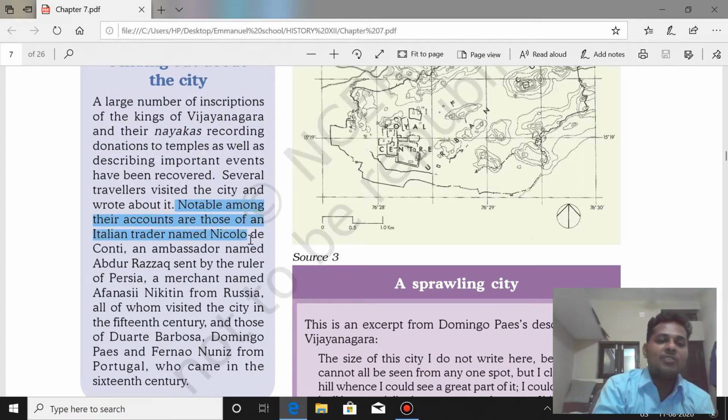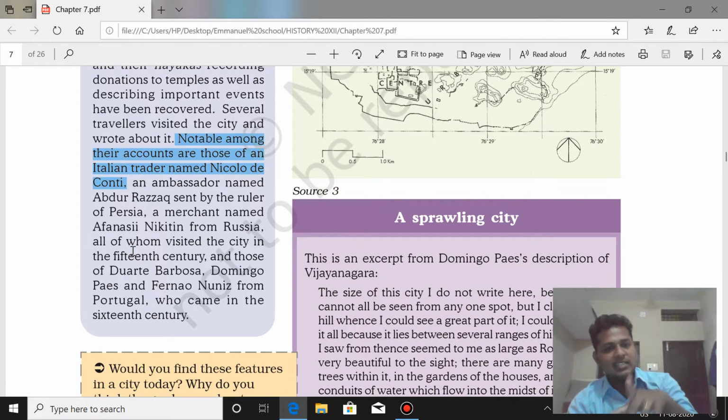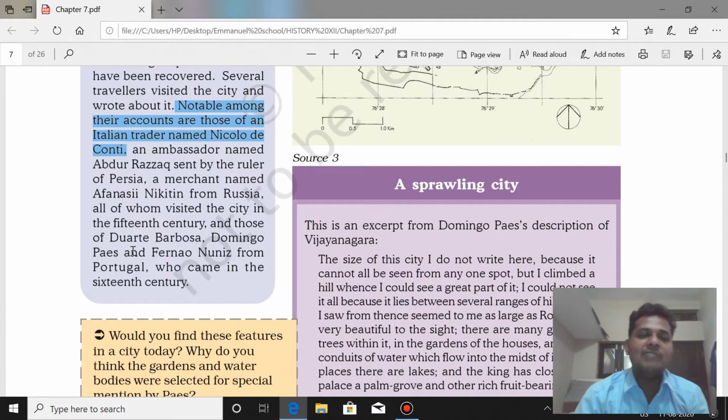Notable among some of the accounts is that of the Italian trader Nicolo de Conti. प्लीज़ देखिए ये कौन से country से आते हैं, वो बहुत important है, लिख के रख के याद कर लेना. Last time ऐसा एक question आया था, know from which country belongs one of the travelers का नाम दे रखा था. So Nicolo de Conti is from Italy, an Italian.